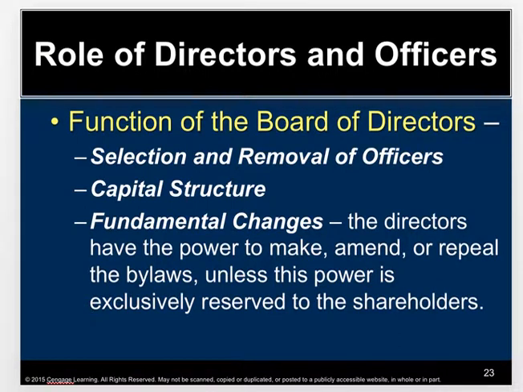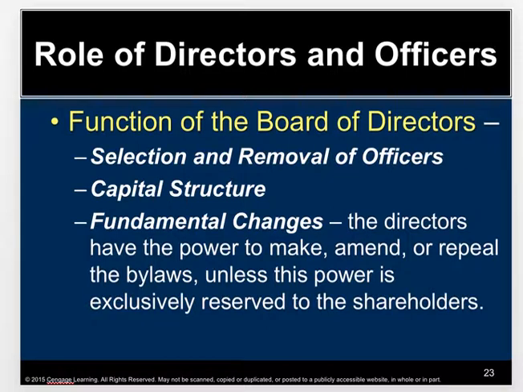So how does the board of directors work? Well, they get to select and remove officers. That's probably one of their main jobs, and to monitor as well. The board of directors has to make sure that the strategy they create is actually implemented by the officers.